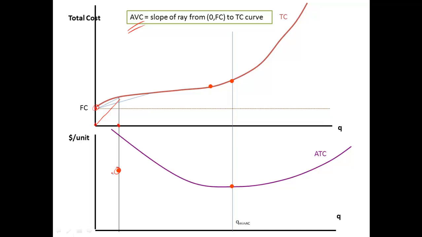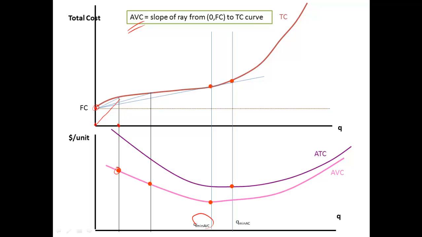All right, we can trace out these AVCs and see how they're declining until we reach this point here. This is the quantity where the lowest slope ray coming out of here is just tangent to the total cost curve. So there's something special about that point. It's the point of minimum average variable cost. If we connect these dots, we'll see a few things.